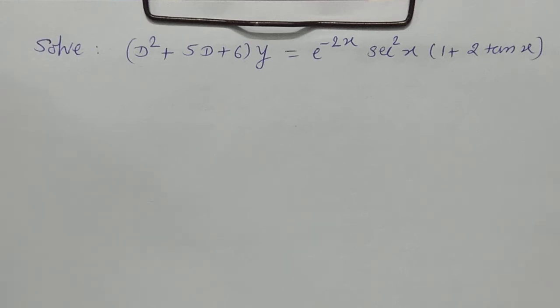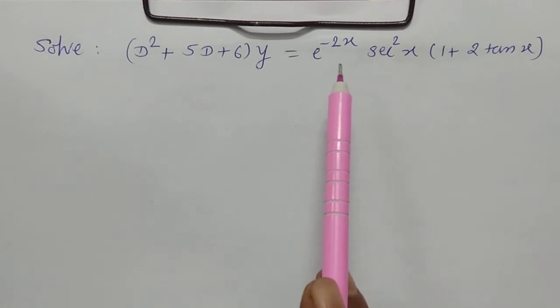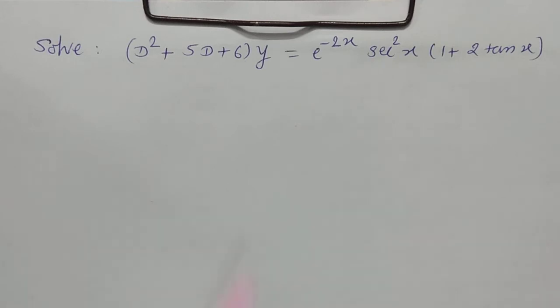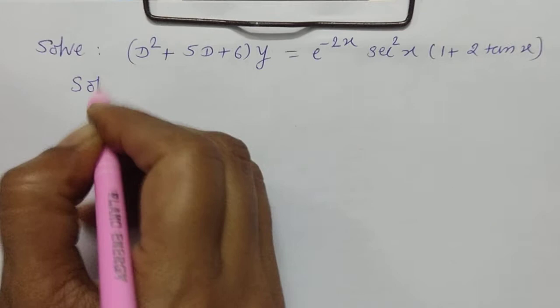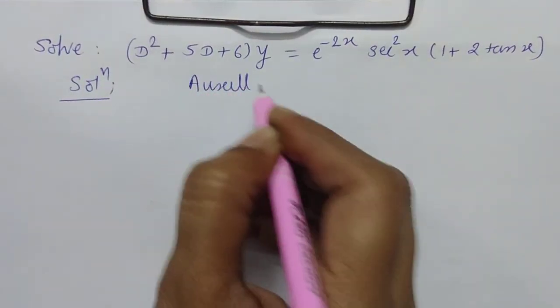Hello everyone. Now I am going to explain one example of LDE when the function present on the right hand side is not in standard form. That means we cannot use any of the shortcut methods to find the solution. So the first thing that we write is the auxiliary equation. We equate the coefficient of y with 0.